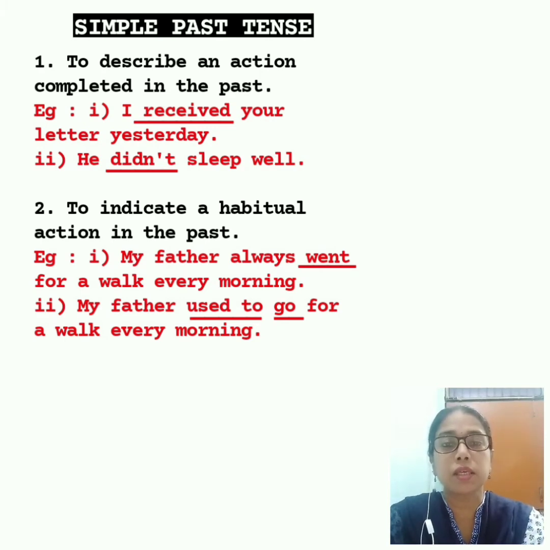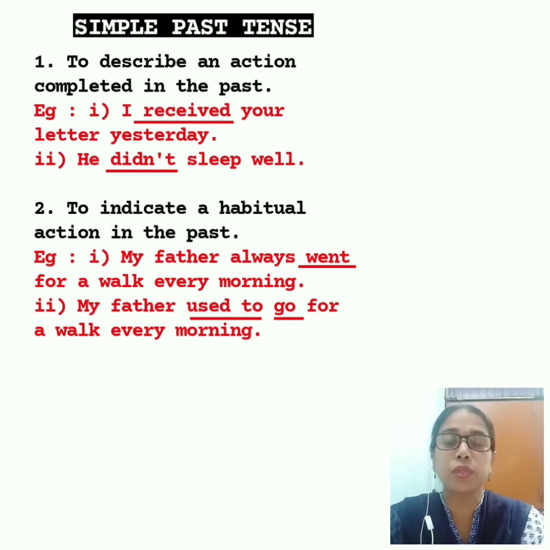The simple past tense is used first to describe an action that was completed in the past, that has already taken place. Like, for example, I received your letter yesterday. Now here, the word received has been used in the simple past tense because the action has already taken place in the past.